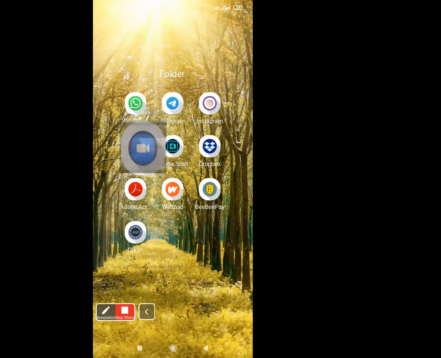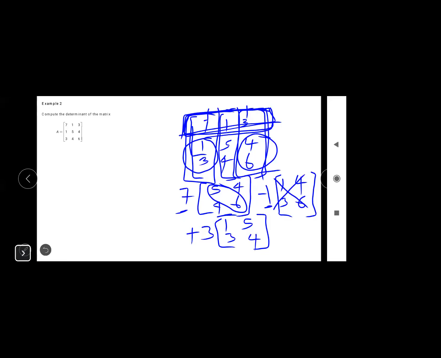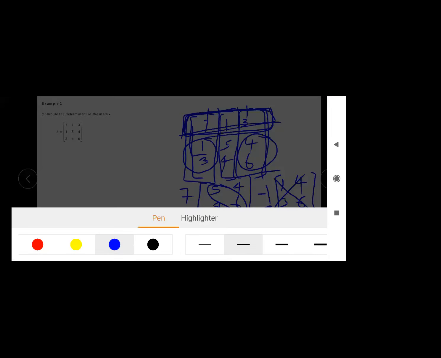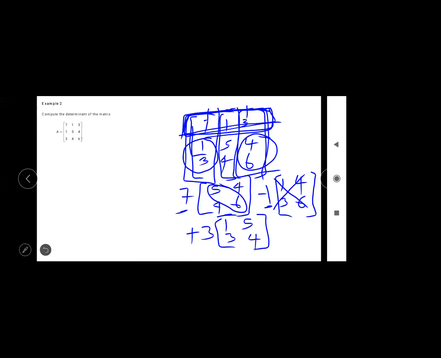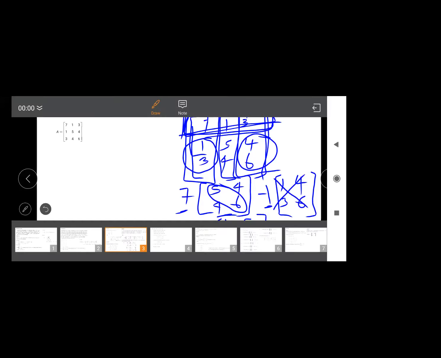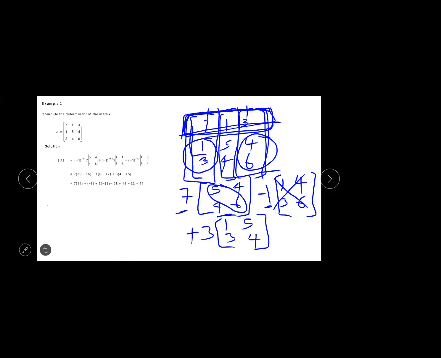So I hope I can move on now. Let me show the screen again. Okay, so let me move on from here. So you can see the solution now. Just like I did here, that is what we have done.